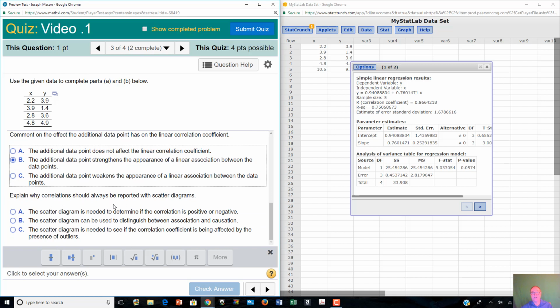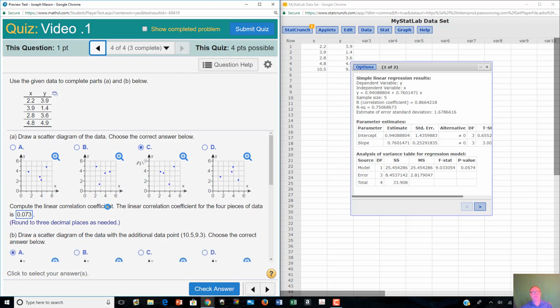Explain why correlation should always be reported with scatter diagrams. The scatter diagram is needed to determine if the correlation is positive or negative. The scatter diagram can be used to distinguish between association and causation. The scatter diagram is needed to see if the correlation coefficient is being affected by presence of outliers. Okay, that's what the scatter plot really does. The scatter diagram shows us if there are any outliers.